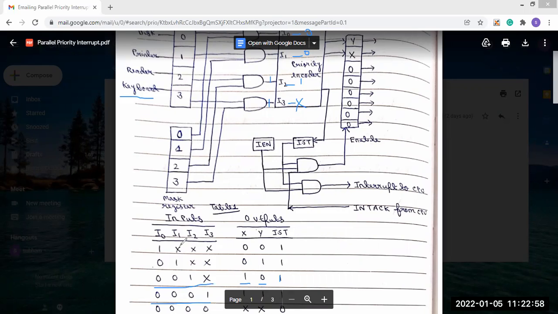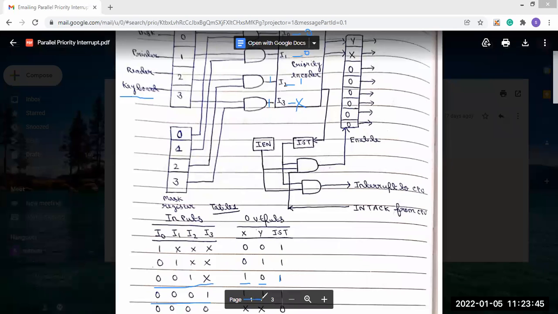So in that case, we do not have to put in a don't care condition, because a don't care condition comes when a device generates an interrupt, and among all the devices, the highest priority device generated the interrupt, then we only take that. For the other devices, we do not consider whether they generated an interrupt or not. Here, the keyboard is the only device generating the interrupt, and it has the lowest priority. So we do not have any don't care condition: 0, 0, 0, 1. And the output will be X value 1 and Y value also 1.